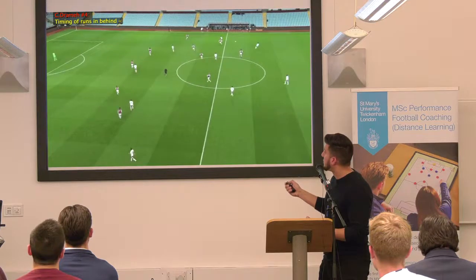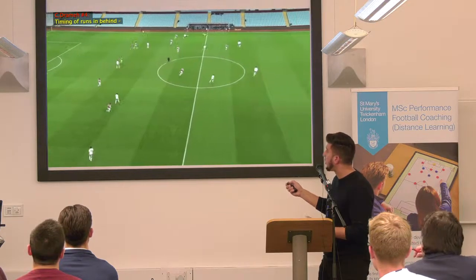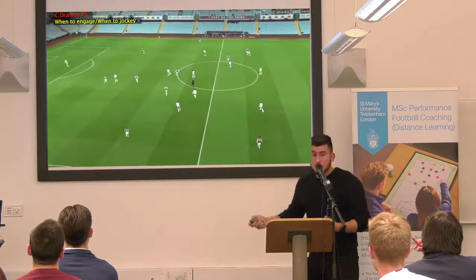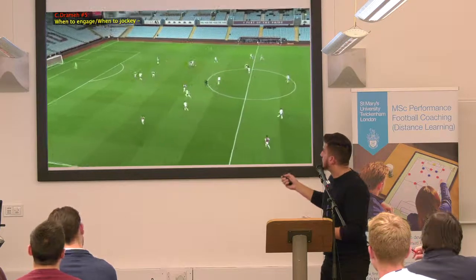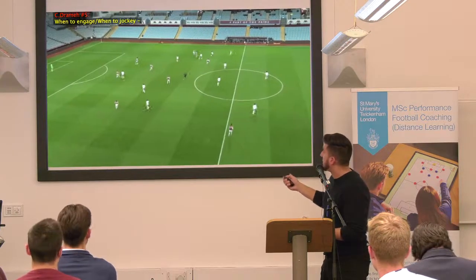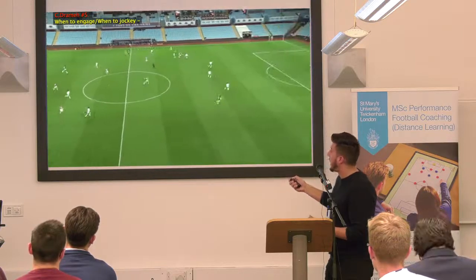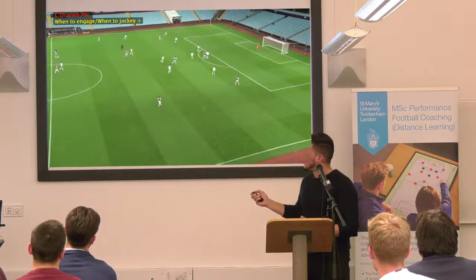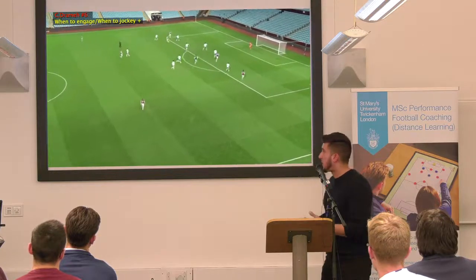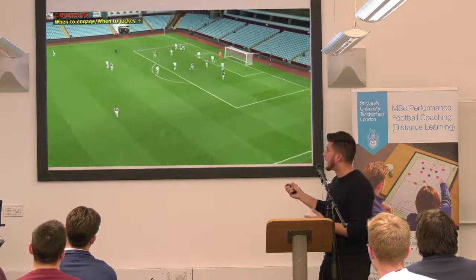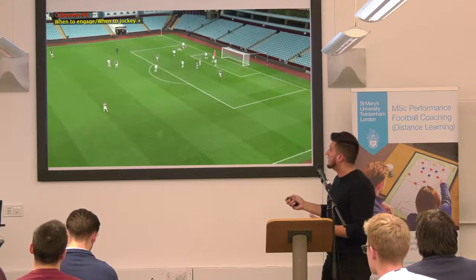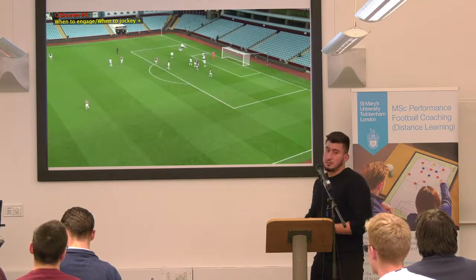That's him there, timing of runs in behind, that's a minus because he's gone too early. The winger didn't have the ball in possession, he didn't secure it, and he's made the run early. There he got caught in no man's land, didn't know whether to engage or jockey and the ball's gone beyond him, so that was a negative. So just a bit of an example of how specific individual coding and analysis can be, and this is what we're doing at Fulham in the PDP phase.